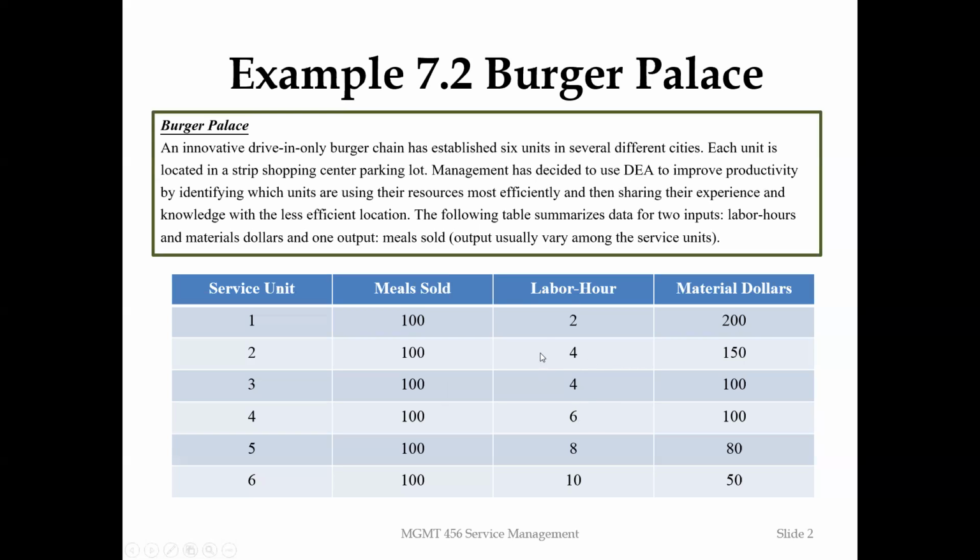What about the comparison between 1 and 6? We cannot compare, because in terms of labor hours, 1 is better. 1 uses fewer labor hours. But in terms of material dollars, 6 is better. 6 uses fewer material dollars. So how do we formally compare? Do benchmarking, identify the efficient service units when you have multiple of them. We have a formal procedure. It's called DEA.